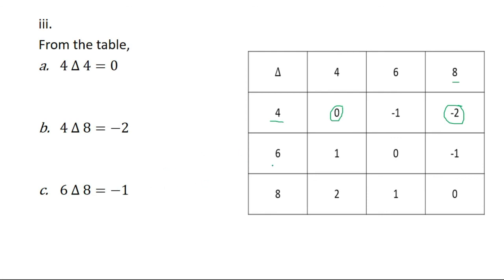Then the next is 6 delta 8. So we read 6 delta 8. So 6 delta 8 is going to give us negative 1.